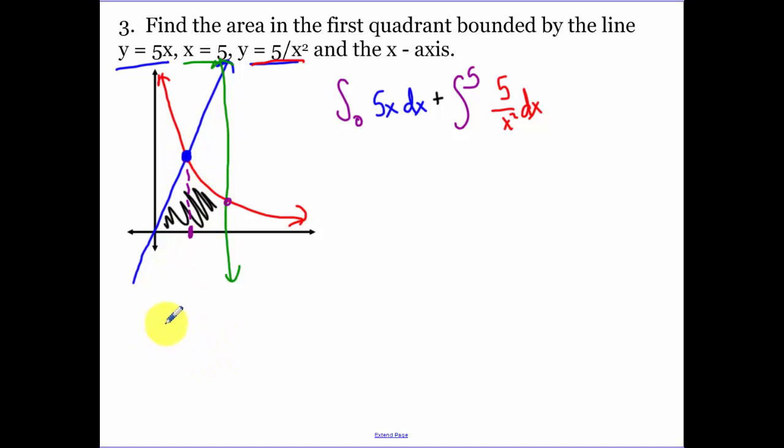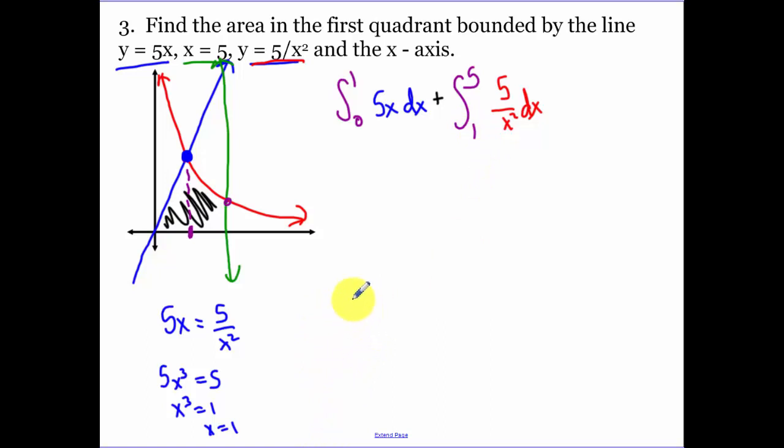So we need to find this intersection point. That's where 5x equals 5 over x squared. Multiply both sides, so x cubed equals 1, so x equals 1. So we're going to be putting a 1 there and a 1 there.